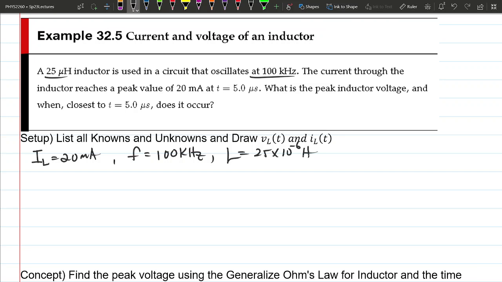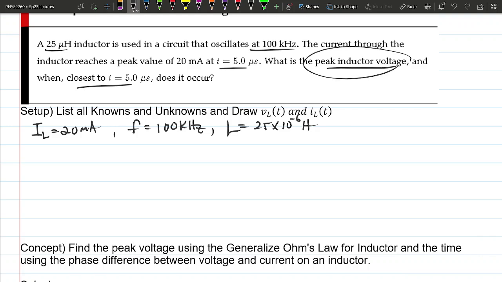It reaches its peak value, 20 milliamp, at t equals 5 microseconds. And the question is asking, what is the peak inductor voltage, and when does it occur closest to 5 microseconds? I think we can probably get this peak inductor value without doing a lot of work. But to understand what's going on, to figure out part B of this problem, it's very useful to make a little drawing.